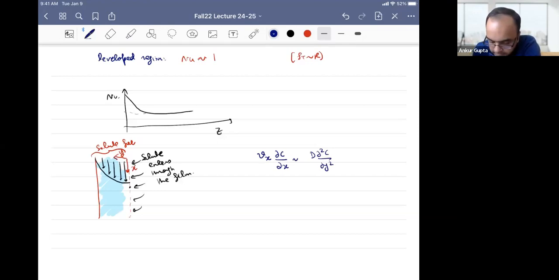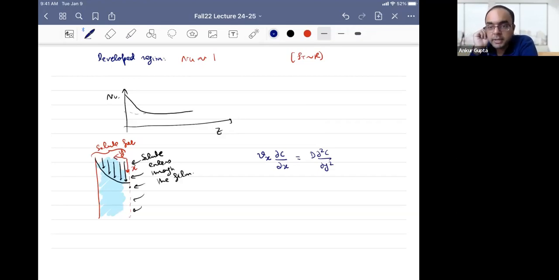Just a governing equation. I hope this is clear. This is what you are doing in your homework. And you can ignore the del square C by del X square because that length scale is much larger. So it really comes down to convection being balanced by diffusion: convection in the X direction being balanced by diffusion in the Y direction.